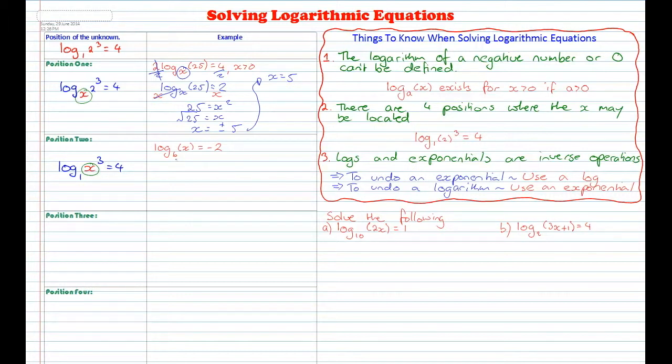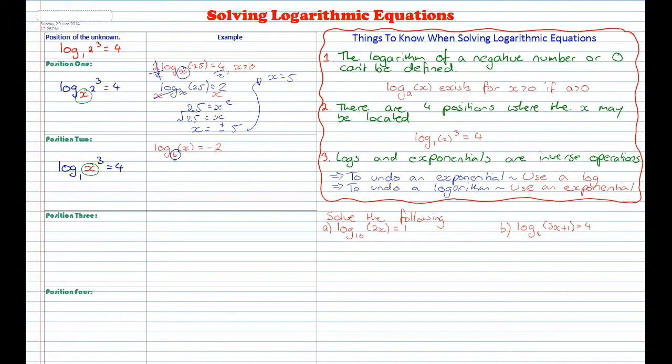So what we're going to do is have a look at this first example where we've got log base 6 of x is equal to negative 2. Now as you can see here, the x is part of the logarithm, so what we need to do is actually use an exponential in order to undo it. And we can figure out which exponential to use because we look at the base here.